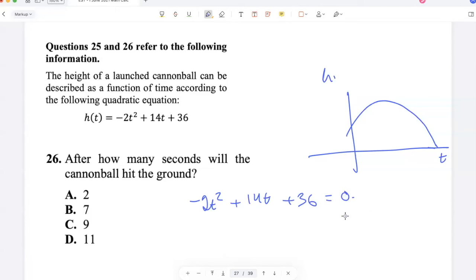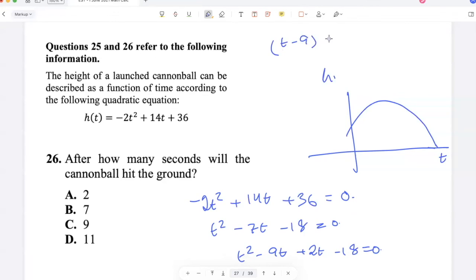So I'll divide everything by negative 2 first. So t squared minus 7t minus 18 is 0. So t squared minus 9t plus 2t minus 18 is 0. So t minus 9 into t plus 2 is 0. So t is 9 or negative 2. So obviously time can't be negative. So after 9 seconds.